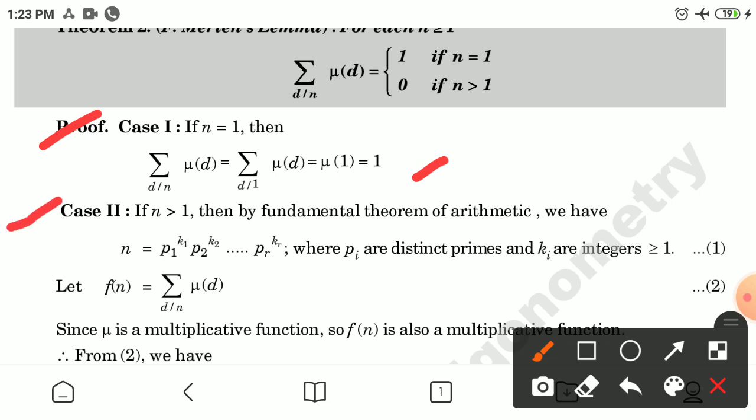Now the case second: if n is greater than 1, then by the fundamental theorem of arithmetic we have n has prime factors as equal to p1 raised to power k1, p2 raised to power k2, so on pr raised to power kr, where the pi's are distinct primes and the ki are integers greater than or equal to 1, marking this as number 1. Now let f(n) be equal to the summation of mu(d) where d divides n, marking this as number 2.